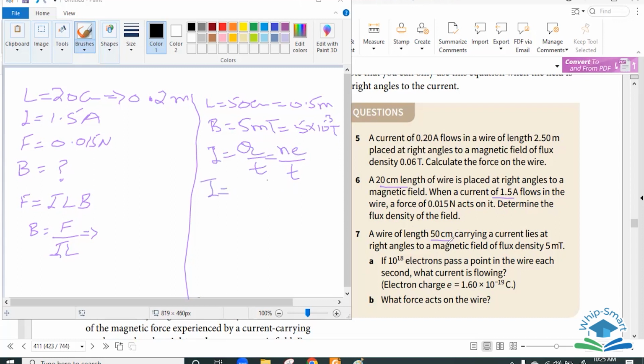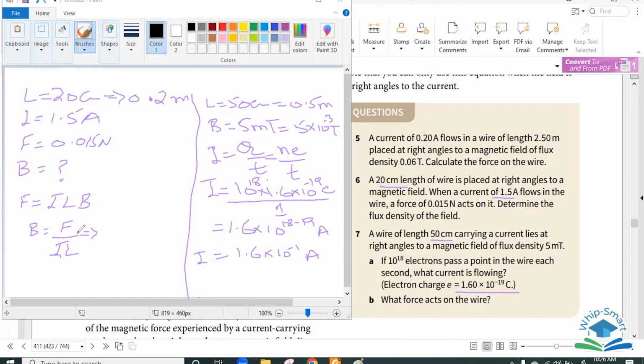And we have been given some values here. N is equal to 10 power 18. And E has been given here. It is 1.6 into 10 power minus 19. And this will all be per second, so it will be upon 1. So by simplifying this, we will get the answer 1.6 into 10 power 18 minus 19 amperes. It will be 1.6 into 10 power minus 1. So this will be current.